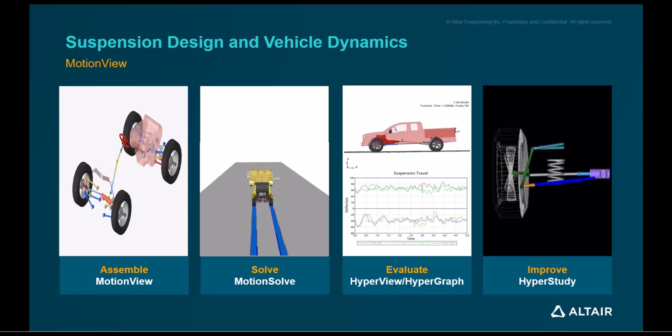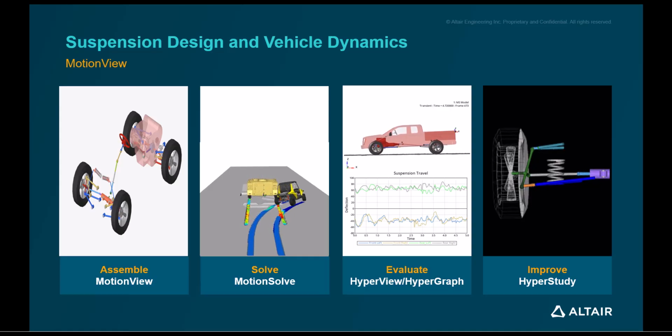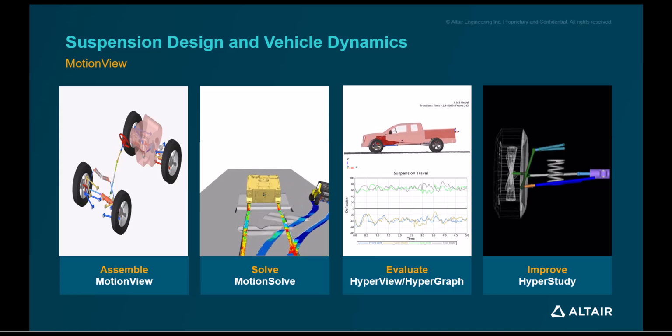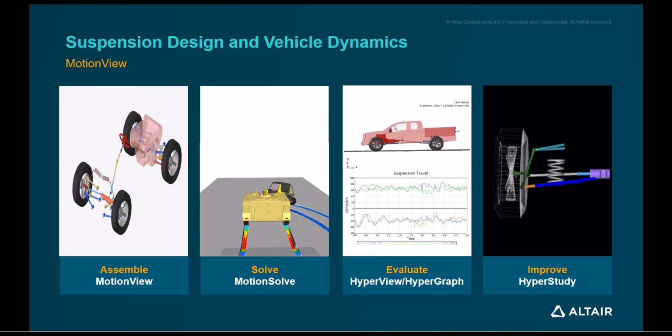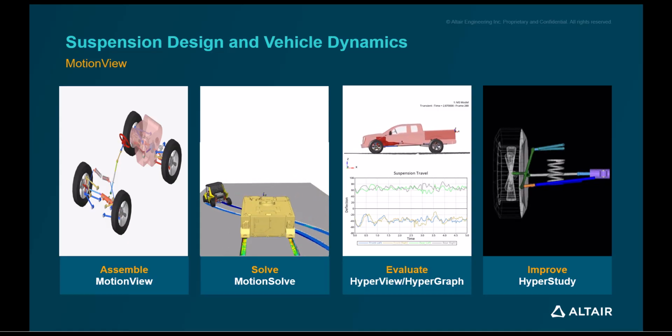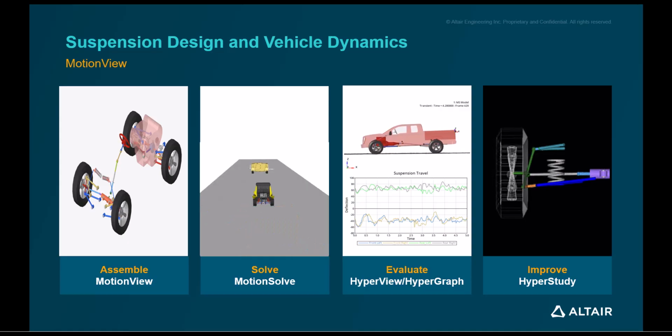Evaluate. We can leverage essential post-processing tools like HyperGraph and HyperView directly within the MotionView interface for seamless transition from modeling to plotting and viewing results. We can also select from pre-existing report templates, or you can design your own to automatically generate event-specific animations and standard event plots.